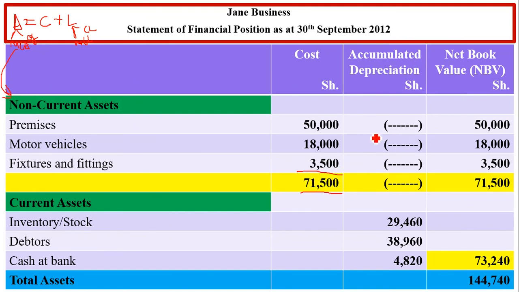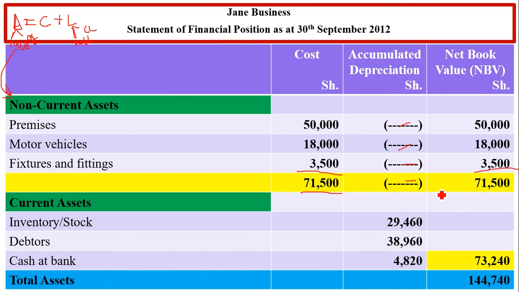Then we have the accumulated depreciation. We don't have any depreciation provided here, so this will be a dash. And then you have the net book value. Net book value is the cost minus the depreciation. Since we have nothing here, it will be 50 minus 0, which is 50,000. 18 minus 0, 18,000, like that. Then you get the total.